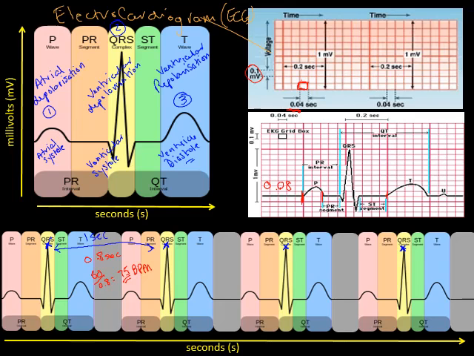Now the T wave, representing ventricular repolarization, is 1, 2, 3, 4, nearly 5 small squares wide. So 5 times 0.04 gives us 0.2 seconds. So we can see the T wave, the repolarization of the ventricle walls, actually takes a bit longer than the initial depolarization, which is represented by the QRS complex here. And it's also shorter than atrial depolarization.